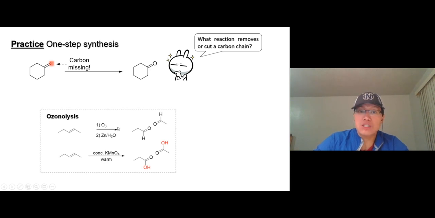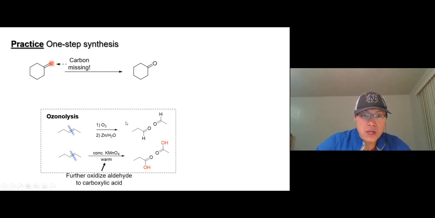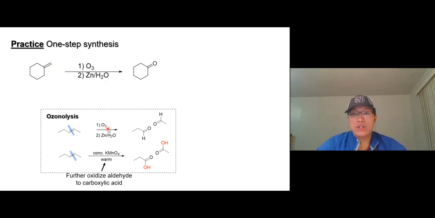So that's ozonolysis, and you've got two options. You either use ozone or use permanganate at elevated temperature. The only difference is ozone will keep the aldehyde as aldehyde, but the permanganate will further oxidize the aldehyde to carboxylic acid. But it doesn't matter. You're gonna get ketone anyway. This is ketone. So use either one. I'm gonna go with ozone, and then reduce with zinc and water, or you can use DMS as well.